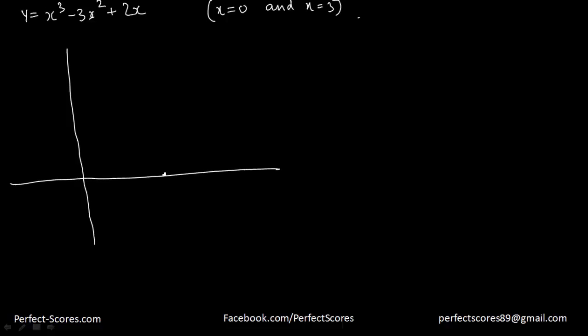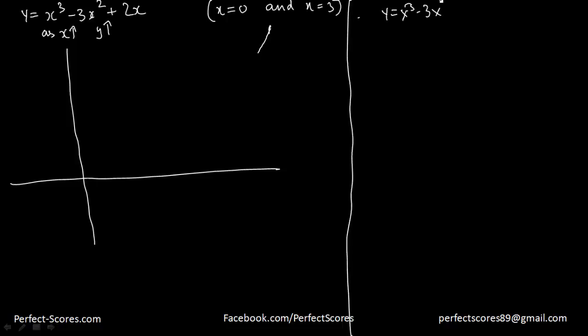So you can use your calculator to find the curve also. That is something that you can do, or you can actually see as x is increasing, y will also increase. So that means your graph is coming from here. It's coming from here down. Now you have to find the different intercepts, right? So if I find the different intercepts, you have y is equal to x cube minus 3x square plus 2x.